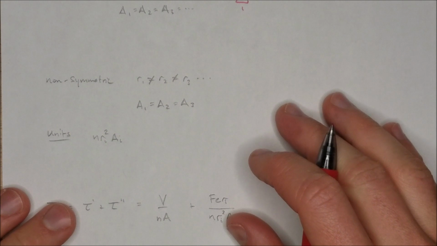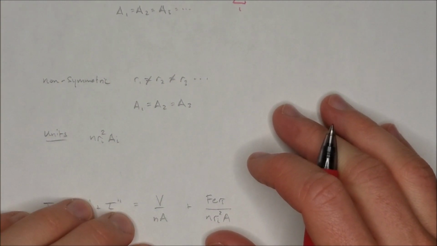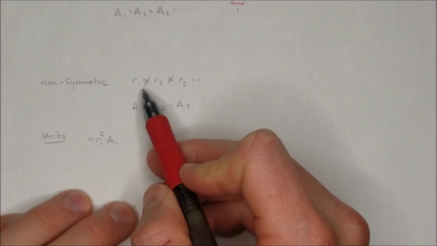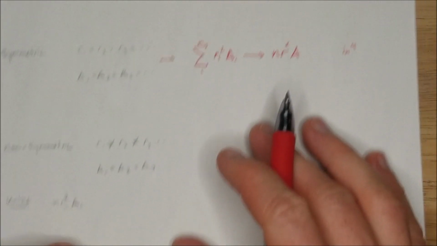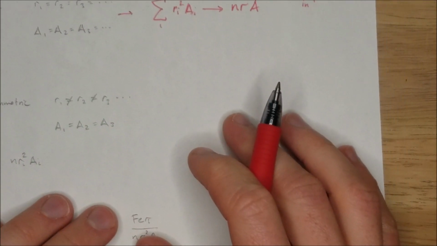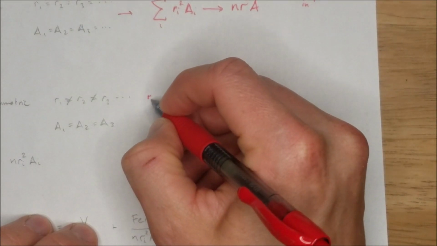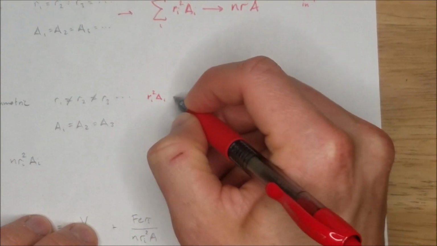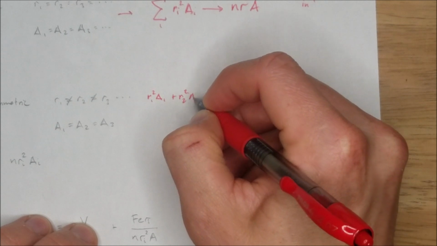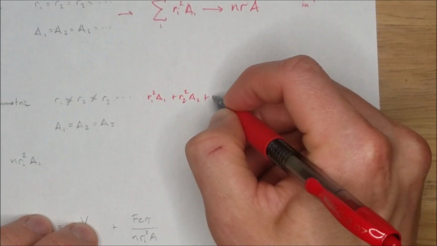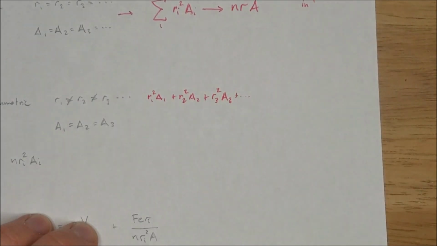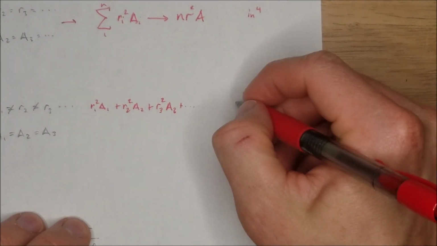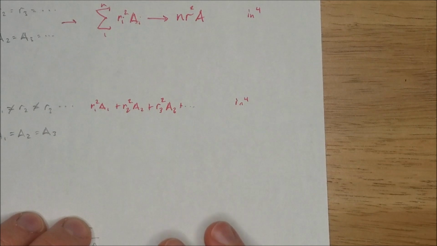Now, if our bolt group is non-symmetric, the radii to each bolt are not equal, we have to actually write this entire term out, which could become quite burdensome in a test scenario. R2 squared A2, so you're going to do a term for each bolt in the group, so on and so forth. And again, our units here are inches to the fourth.